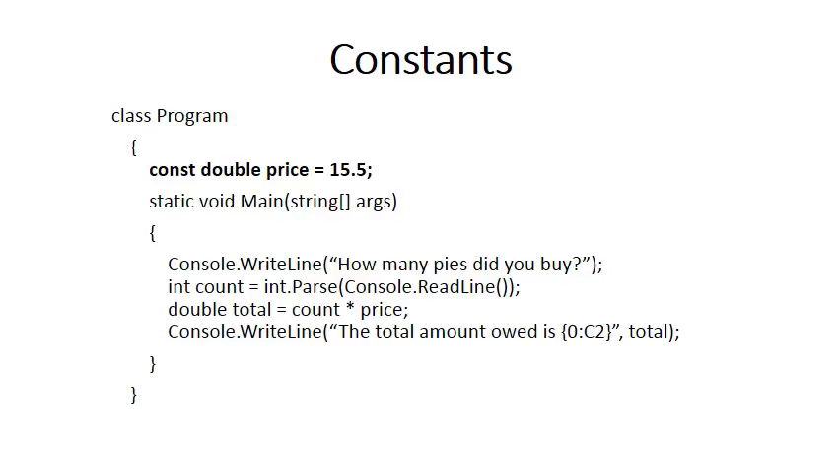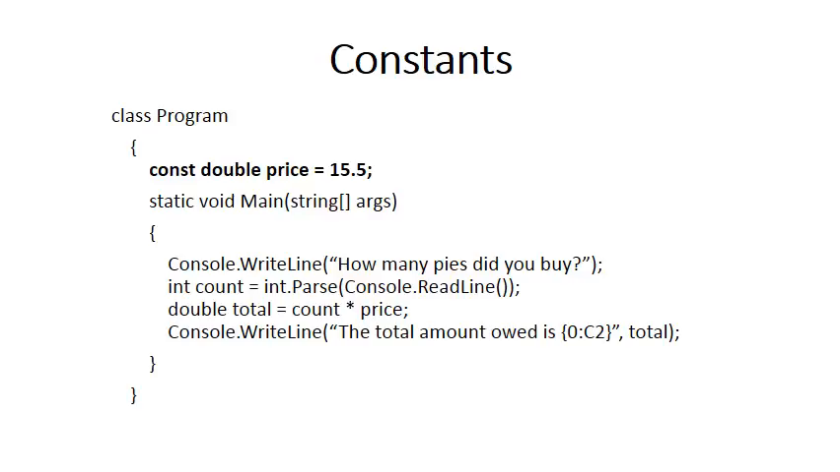And notice the syntax. It starts off with the word CONST for constant. Double is the data type, price is the name of the constant, and then its value. And then we can use price inside the program.